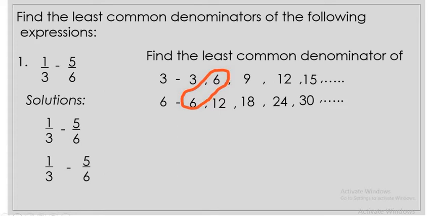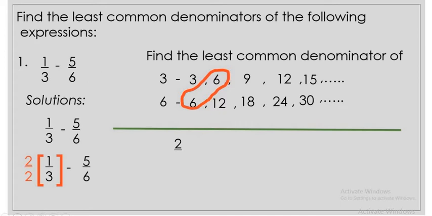So meaning to say in our example, 1 over 3 minus 5 over 6, we will multiply 3 by a number to become 6. So what number is that? Okay, 2. We will multiply it to the numerator and denominator. So we have 2 times 1, 2; 2 times 3, 6. Then just copy 5 over 6. Now you can see that our denominators are already the same. So we can now subtract the two fractions. We have here 2 minus 5 is negative 3 over 6. So just copy the denominator and simplify negative 3 over 6, which is negative 1/2.